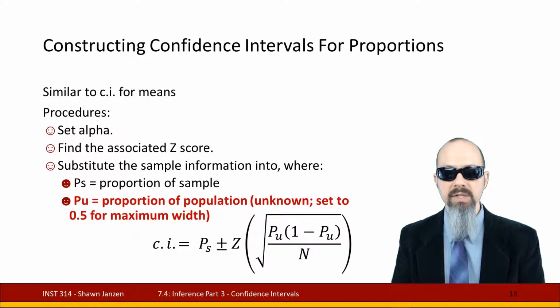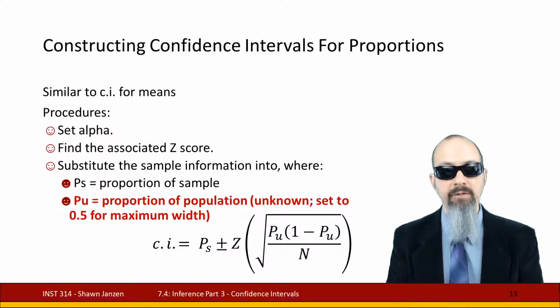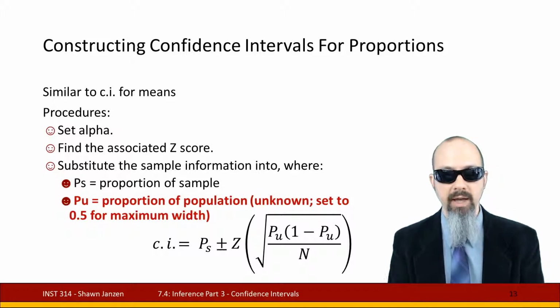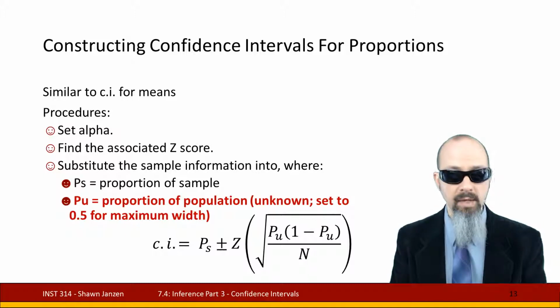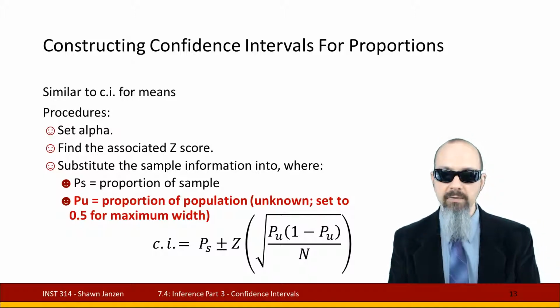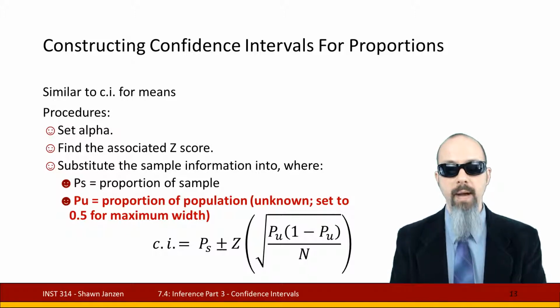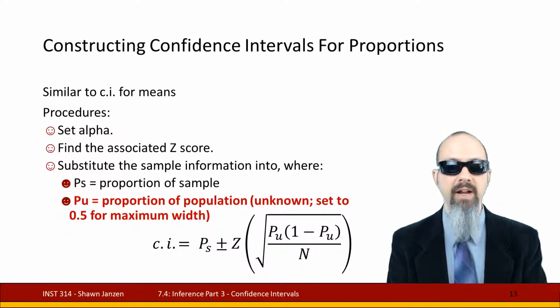So how can we do this if we do it for proportions? Different formula, same concept. So we set our alpha, we find the z-score associated with it, and then we substitute in the information that we have. So in this case, the formula says that there's a confidence interval equal to the proportion of the sample plus or minus the z-score times, this is where it gets a little bit different, the square root of the proportion in the population times 1 minus the proportion in the population divided by n.